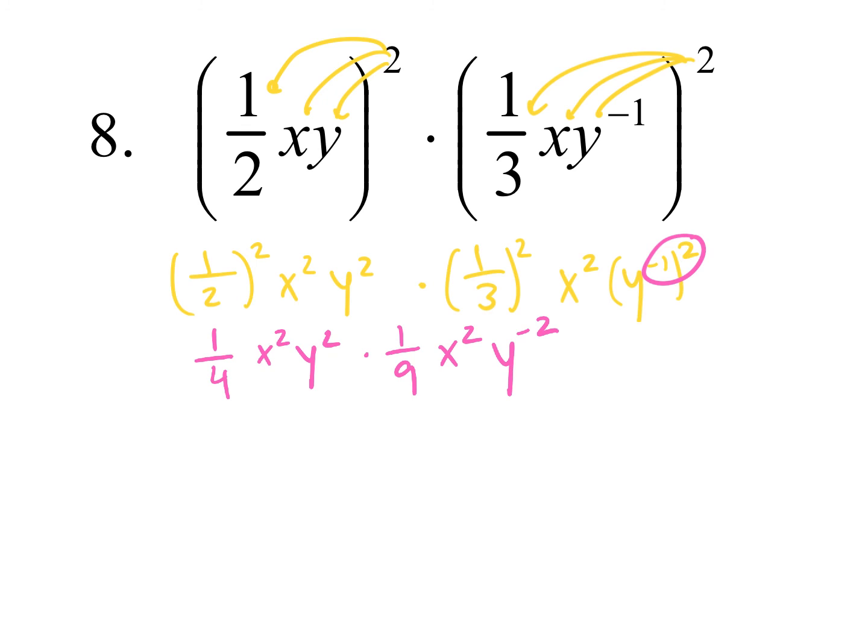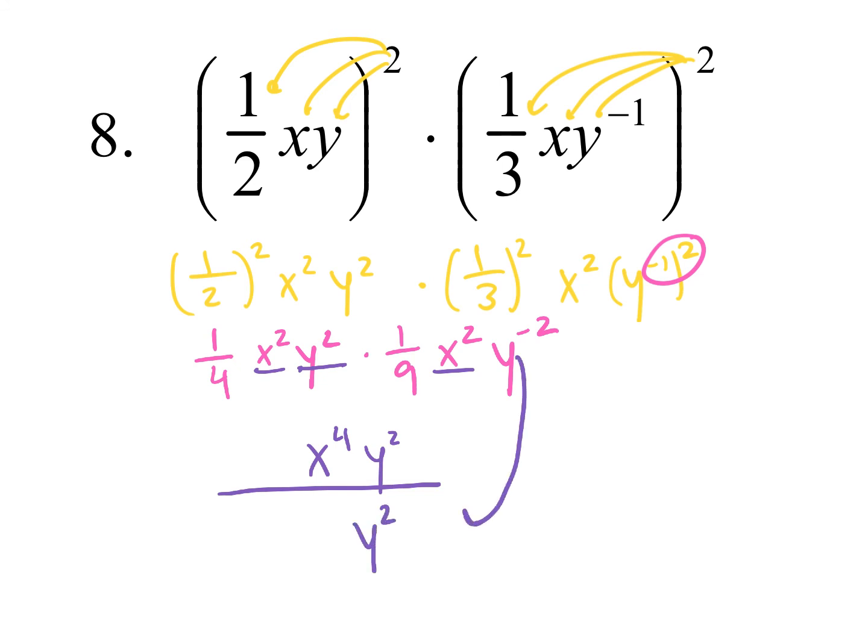So the y squared is going to go to the bottom. I can also combine the x's, right? Because those are both on top. So it's x squared times x squared, x to the 4th power. We can leave that on top. The y squared is also going to go on top. This y squared is going to go to the bottom.